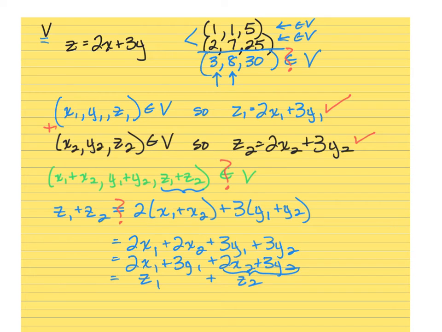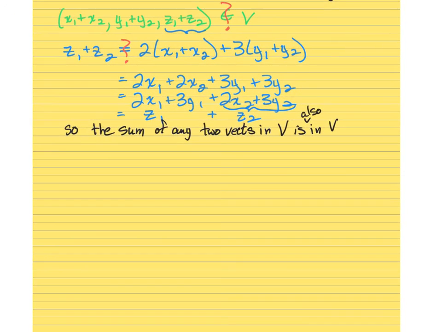So we can erase this question mark and say officially, the sum of any two vectors in V is also in V. Okay, so that's what it means to be closed under addition. Now the question is, is it closed under multiplication?